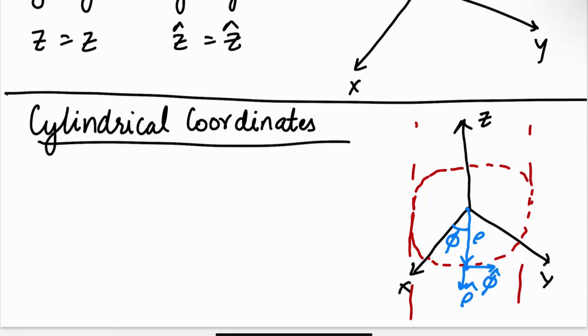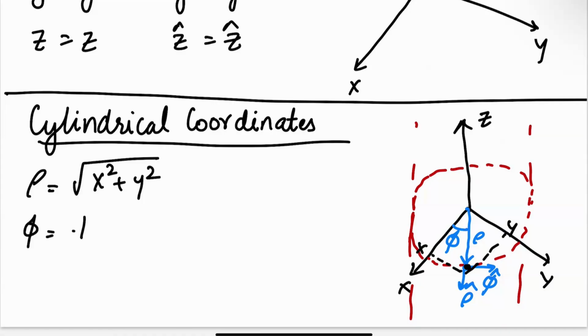Okay, so let's find the relationship with Cartesian coordinates. Of course it's a circle. So every point rho, you can drop lines to x and y. This is the x coordinate value, that's the y coordinate value. And since it's a circle, rho squared is x squared plus y squared, right?